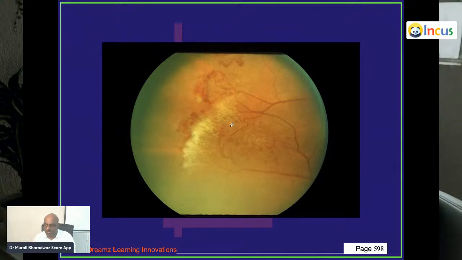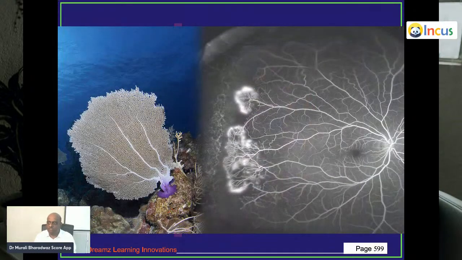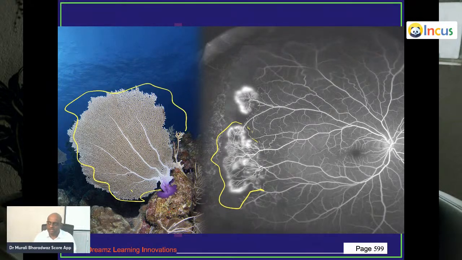So this is called what, doctor? Sea-fan like retina. This type of thing will come. See, when you do an angiogram, you are able to see the sea-fan. No, this is the typical sea-fan.